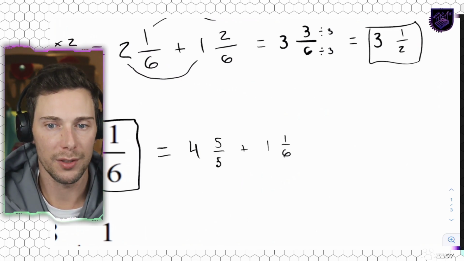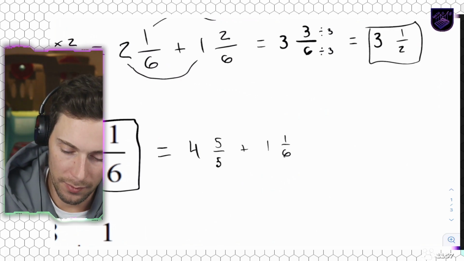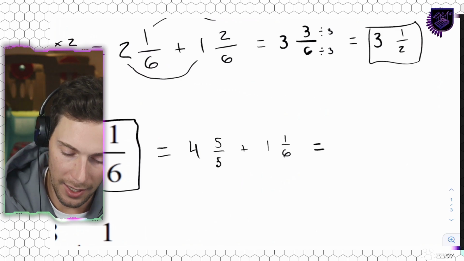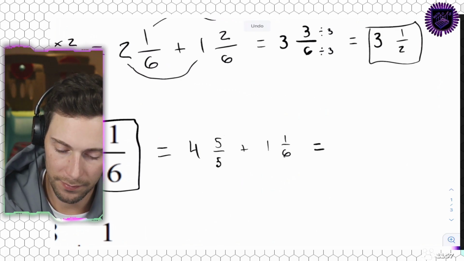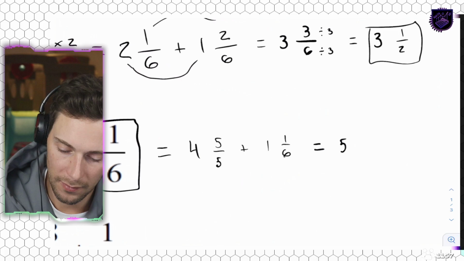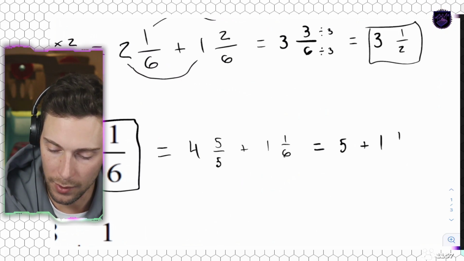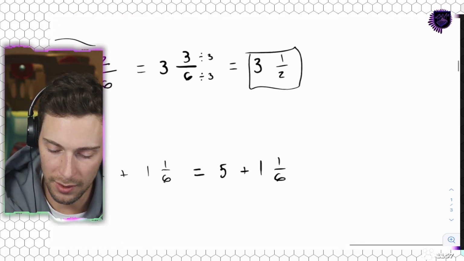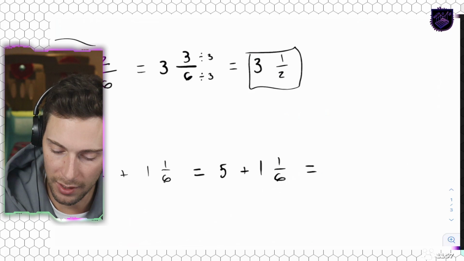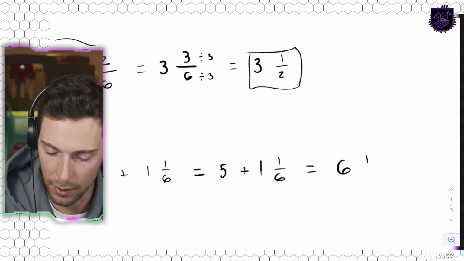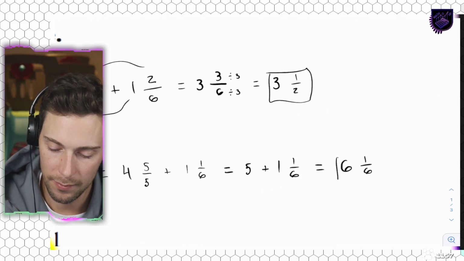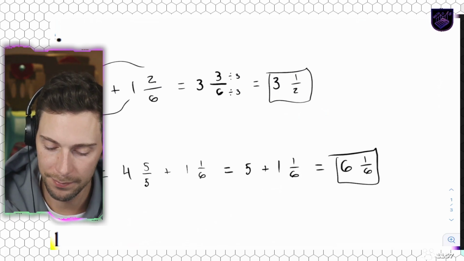So it's 5 plus 1 and 1/6. I'm going to rewrite this and add these two together. 5 plus 1 and 1/6. Now, all I need to do is add my wholes together. 6 and 1/6. That's my answer.